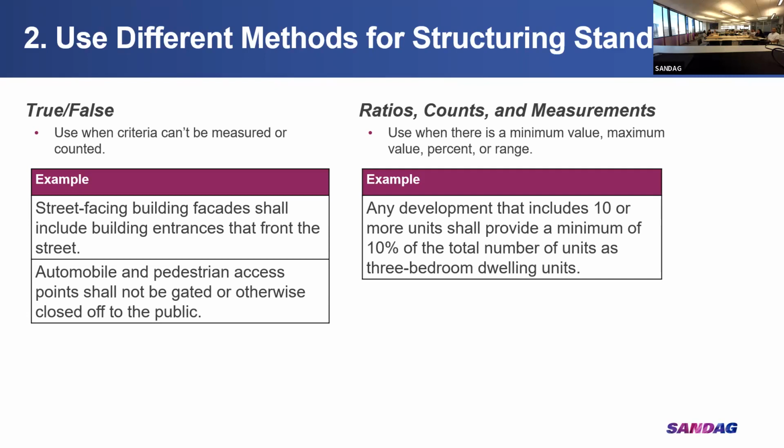True-false criteria can be helpful when you don't want to use a measurement. For example, the bottom automobile and pedestrian access points shall not be gated or otherwise closed off to the public. You either have a gate or you don't. That's a true-false statement. It's very clear. Another technique is ratios, counts, and measurements. So this is where you may want a minimum value, a maximum value, some percentage, or a range. This can be helpful in this example where you're looking at a minimum compliance. So any development that includes 10 or more units shall provide a minimum of 10% of the total number of units as 3-bedroom dwelling units. It's a good use of ratio. Next slide.